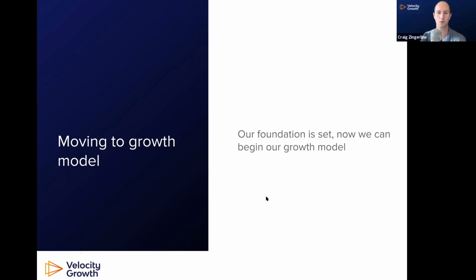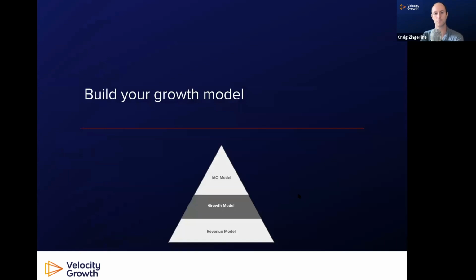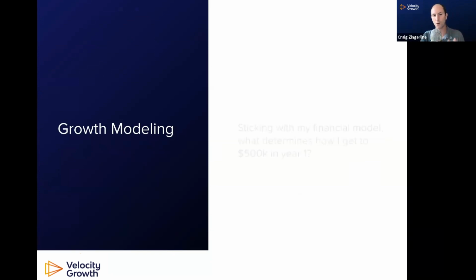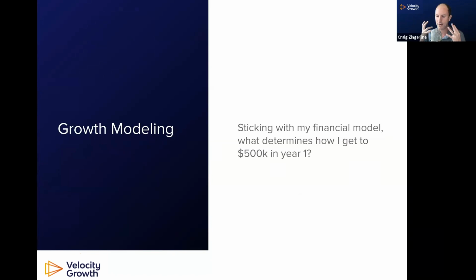And again, if you're a user-centric company, you're probably going to need to start to figure out your revenue model based on user consumption at some point. You may not have to worry about it yet. So we move into the growth model side of things. Once we understand those revenue goals, we can start to build this growth model. What I love about this is it forces you to think about, okay, how do I get this metric? How do I hit this 500K?